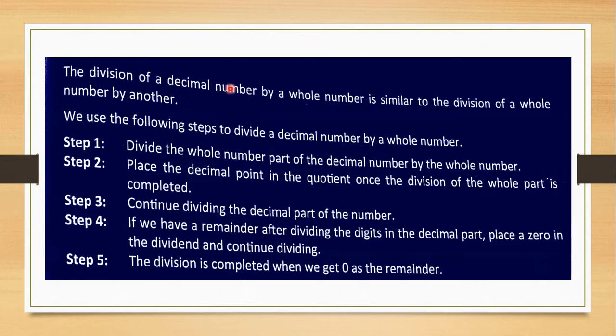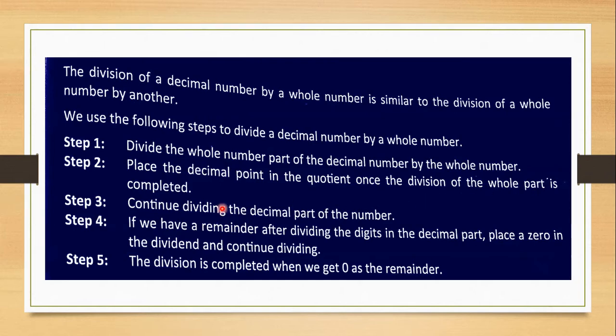The division of a decimal number by a whole number is similar to the division of a whole number by another. So what steps should you follow? We use the following steps to divide a decimal number by a whole number. Step 1, divide the whole number part of the decimal number by the whole number. Step 2, place the decimal point in the quotient once the division of the whole part is completed.